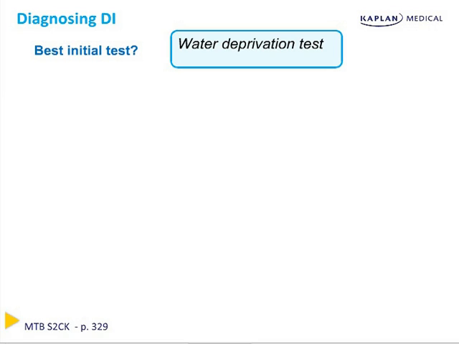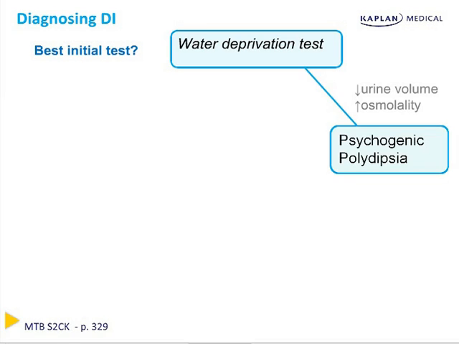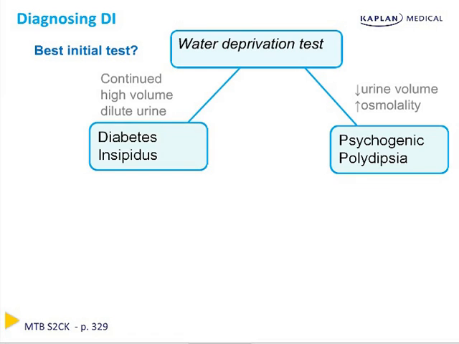If, after depriving the patient of water, they decrease their urine volume and they increase their urine osmolality, that makes the diagnosis of something called psychogenic polydipsia, which is basically a nice way of saying somebody drinks too much water for psychiatric reasons. The problem is not with production or effect of antidiuretic hormone. If, on the other hand, after depriving a patient of water, they continue to have high volume, dilute urine, that makes our diagnosis of diabetes insipidus.